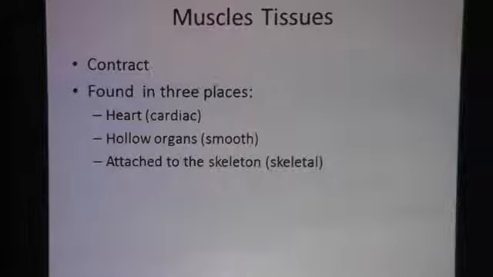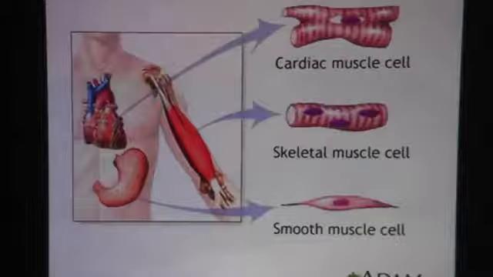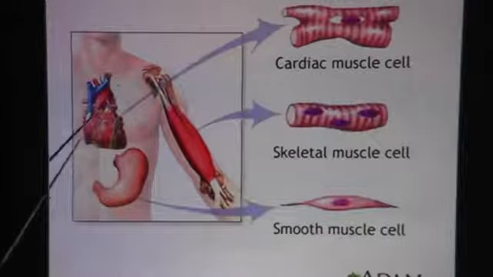That is, we have cardiac muscle in the heart, and we have smooth muscle in hollow organs, and we have skeletal muscles, which can be found attached to the skeleton. Thus, we call it skeletal muscle. Now let's talk about where we can find them. Cardiac muscle in the heart.